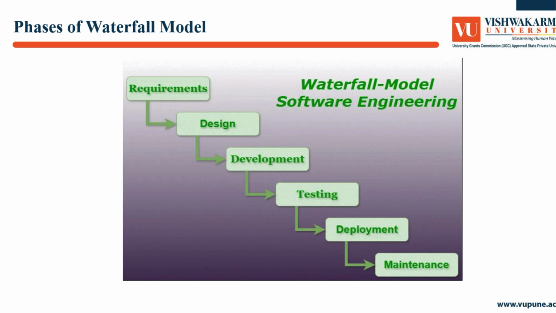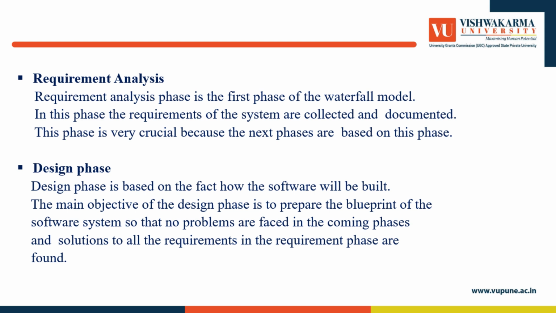Now we will study the phases of waterfall model. The first phase is requirement analysis. Requirement analysis phase is the first phase of the waterfall model. All requirements are collected in this particular phase. After collecting, these requirements are maintained in a particular document. This document is called SRS, that is Software Requirement Specification.